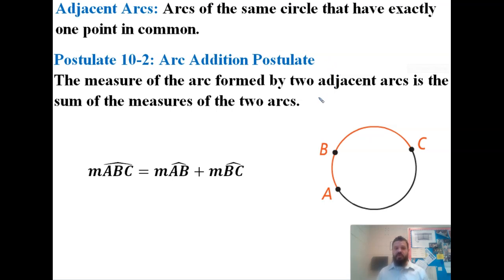It just says the measure of the arc formed by two adjacent arcs is the same as the sum of the measures of the two arcs. So for example, the measure of major arc ABC, the whole thing you see in red here, will be equal to the measure of AB plus the measure of BC. Again, we're talking about the measure of arcs. All we're talking about is the measure of central angles. So really, since we're able to add and subtract angles to each other, we can do the same thing with arcs.